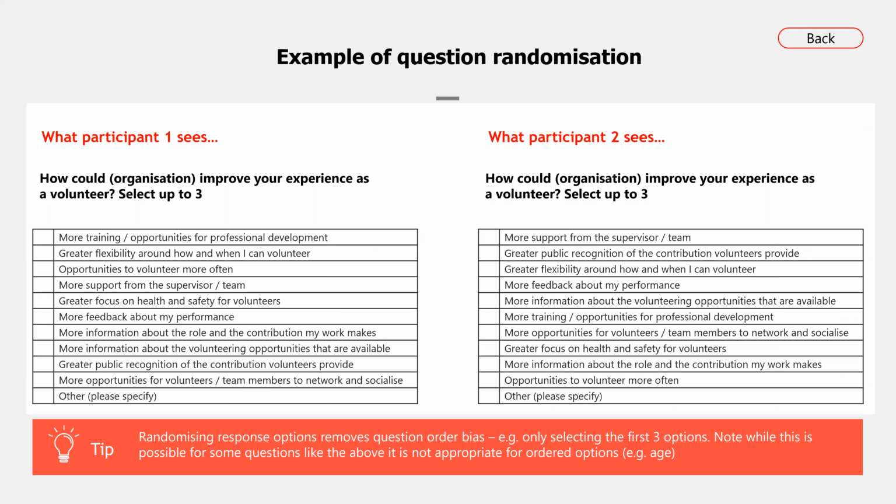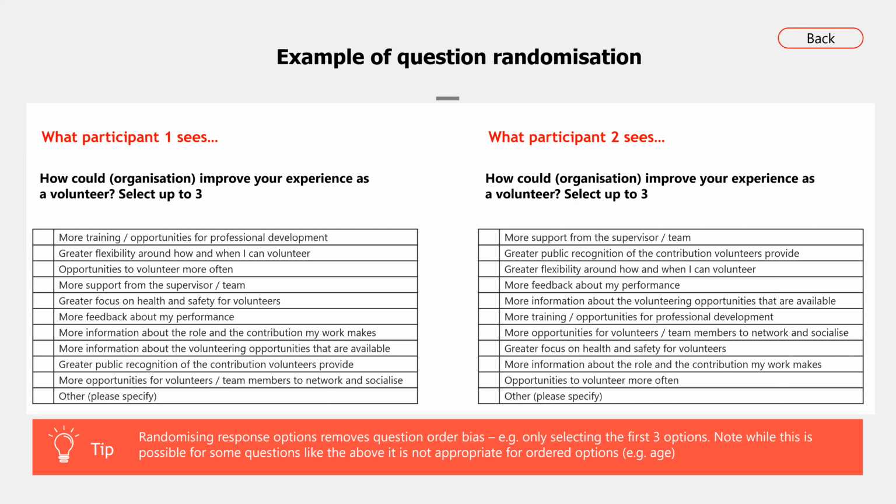So for example, we've got a list of options here, a question with some options, and both of those lists are the same. They're just presented in different order. The reason we do this is because sometimes they might only see the first couple and then miss the next, so not read the bottom of the list. And so each person sees a different order list, so everyone's not just selecting the same things.